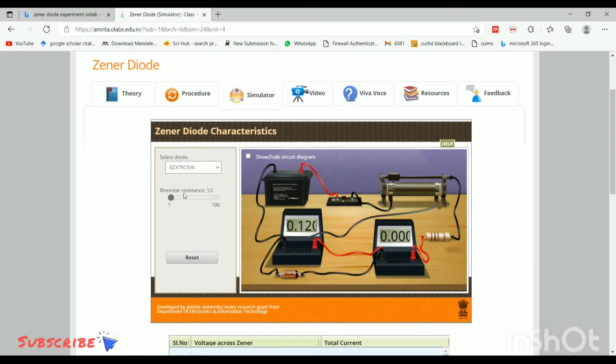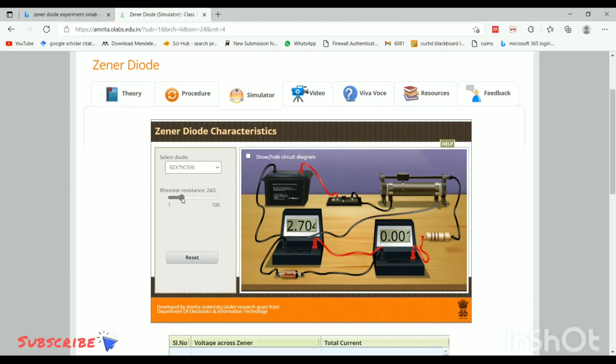Now at a rheostat resistance of 1 ohm, the voltmeter shows the reading 0.120 volt and the current is 0.000. With the help of the rheostat, we can increase the resistance in the range of 0 to 5, 10, 15, 20, like that. But in our case, we are doing it with 1, then 15. Note down the voltage 1.751 and the current is 0.000.